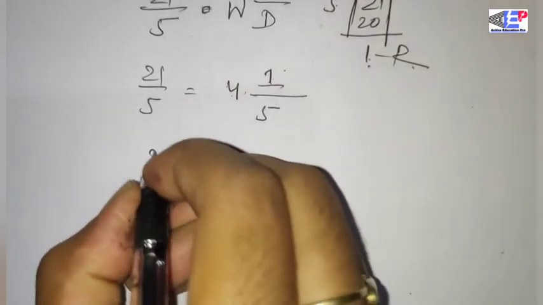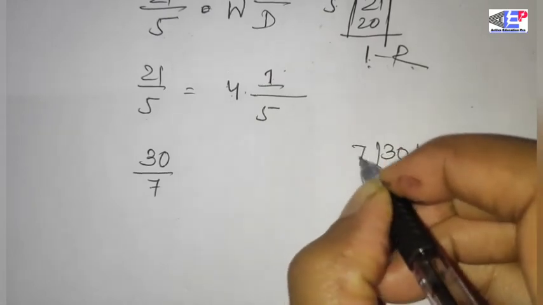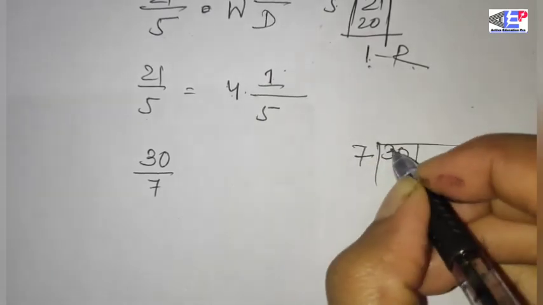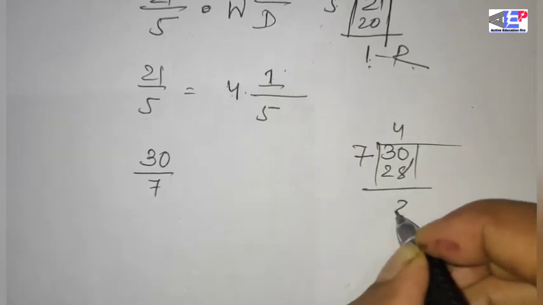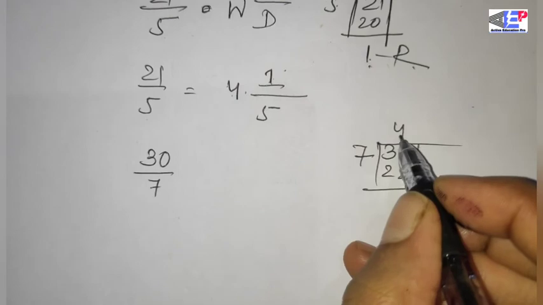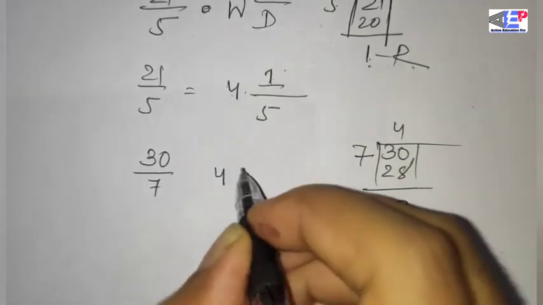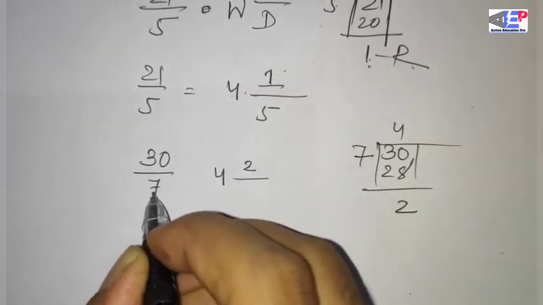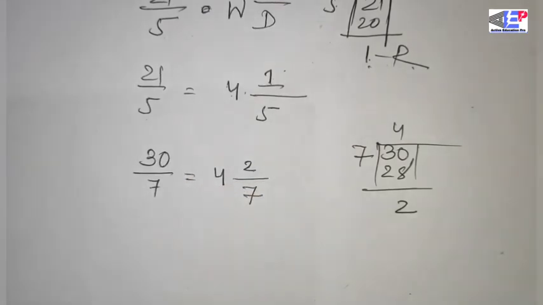Another example, 30/7. Again divide 30 by 7. 7 4s are 28, here the remainder is 2. So again I repeat it. First write the quotient, this is 4, and write the remainder 2 as the numerator, and the denominator will remain the same, 7. So 30/7 is equal to 4 whole and 2/7, that is 4 2/7.